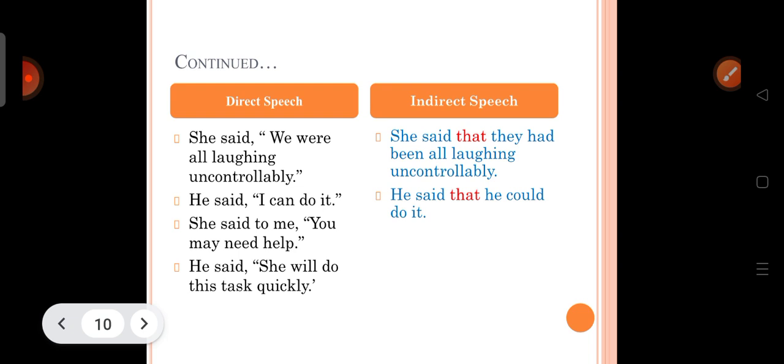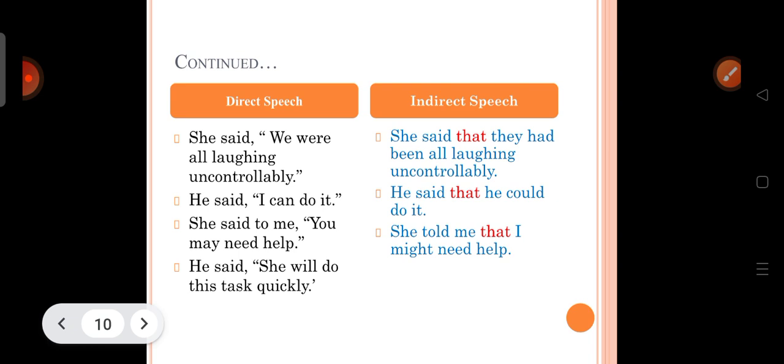Next one: she said to me, "You may need help." See, look at the examples here. When there is "said to," you have to change this "said to" to "told." So the answer is, she told me that I might need help. Why "I"? Here "me" refers to the person who is listening, so it refers to "I."